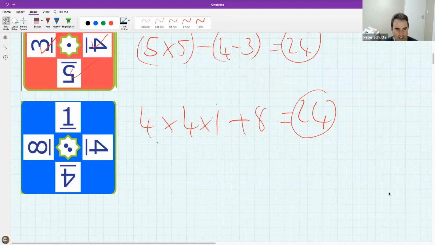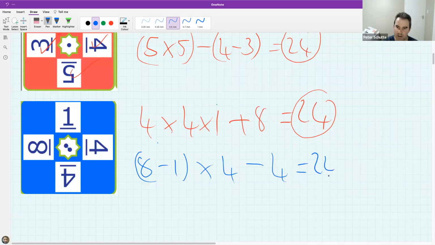And then see where it has a very similar way of doing it. In fact, and then, oh, that's interesting. 8 minus 1. I'm going to come up with different ways. 8 minus 1 is 7. And then 7 times 4 is 28. And then minus 4 is 24.